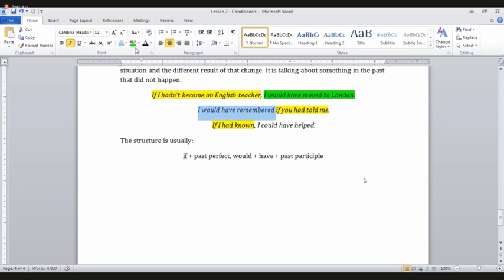In the second one, I would have remembered. I is the subject, then would plus have plus past participle. Third one also, I could have helped. So it's not just would. We can use both would and could. Okay. So would or could plus have plus past participle. So this is in past tense.